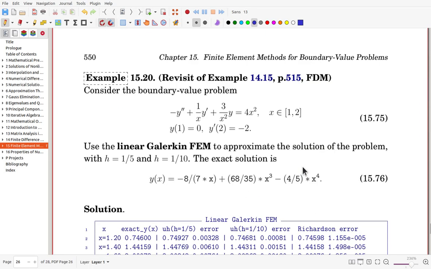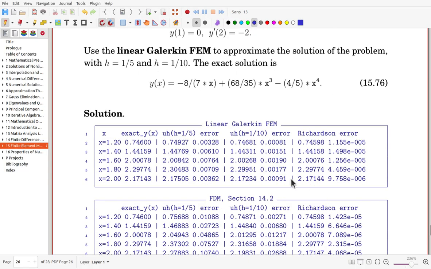Let's see one example. We solved this problem with the finite difference method, and let's try to solve it using the linear Galerkin FEM. At the left edge point the value is 0, and at the right edge point the slope is -2. We'll solve the problem twice, once with h equal to 1/5, and the other with h equal to 1/10. The exact solution for this problem is this one.